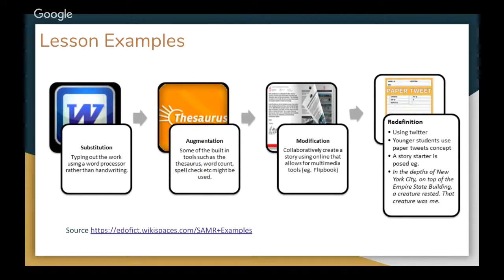Modification would be collaboratively creating a story using an online tool that allows for multimedia. Flipbook was one example that they used for this one. And then redefinition would be using Twitter. Now, younger students aren't going to use Twitter. They're going to use maybe paper tweets that they can print out. A story starter is posed. For instance, in the depths of New York City, on the top of the Empire State Building, a creature rested, and so from there.